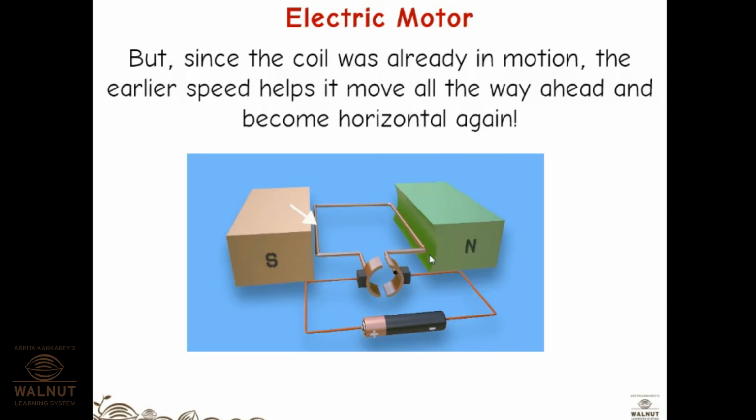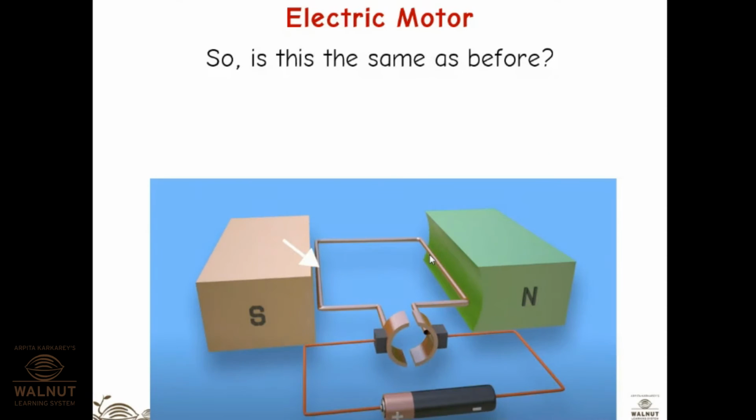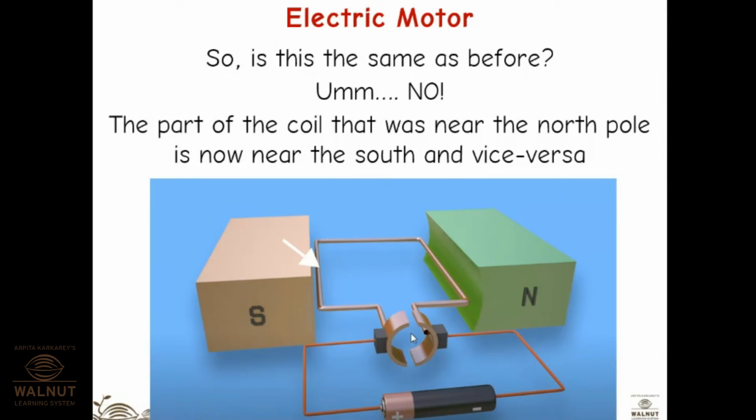Inertia, you have studied it in 9th standard. This is the natural tendency of the body to keep continuing in the state of motion or to keep at rest in which it was earlier present, right? So is this the same as before? Now it is not like this. When it is horizontal, the connections are intact. The part of the coil that was near the north pole is now near the south, and vice versa.